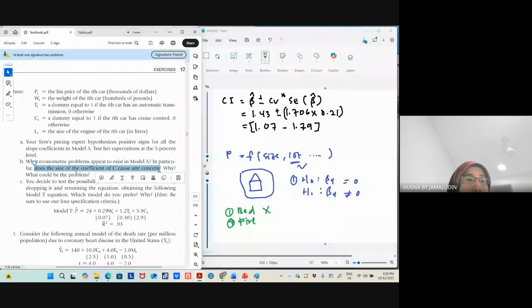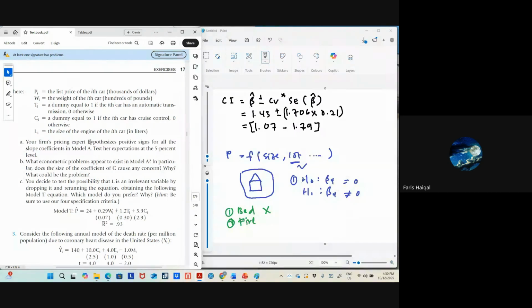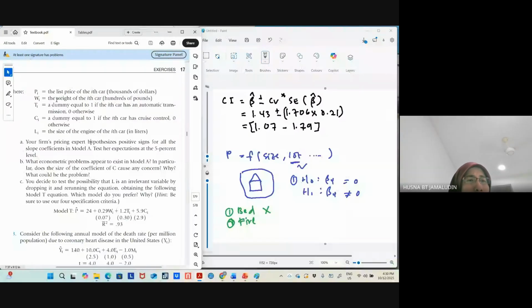Before we look at the size of the coefficient of C, C is what? Cruise control. Before we look at the size of this, can you spot the variable WT and L? Is there any variable that is irrelevant, or any variable that has a multicollinearity issue? There are two. Which one? The W and L. Yes, the weight and the size of the engine. These are very similar, right? Luckily, you can spot this. So these are multicollinear, and the sign is fine. Multicollinearity. What else?